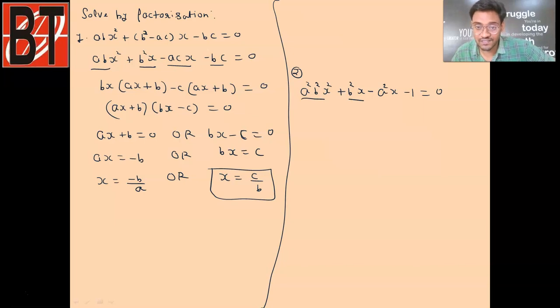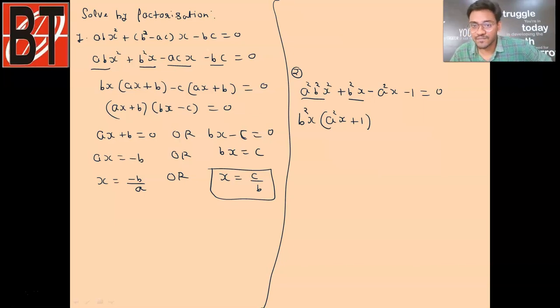What is the common thing here? b square x can be taken common, okay. So students, b square x can be taken common out of the first two terms, okay. So inside the bracket we have a square x plus 1. Clear students? Now if you observe carefully, the next two terms are minus a square x minus 1.